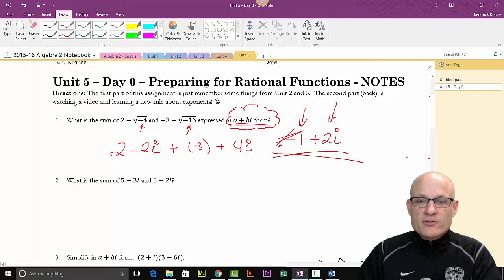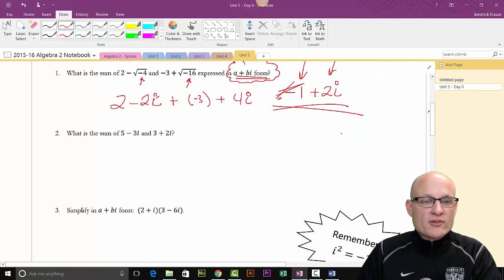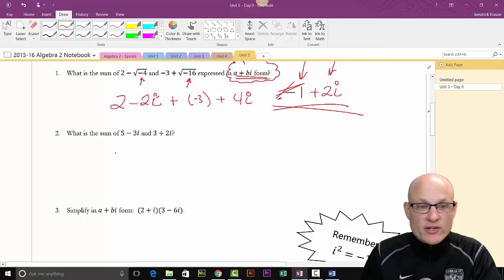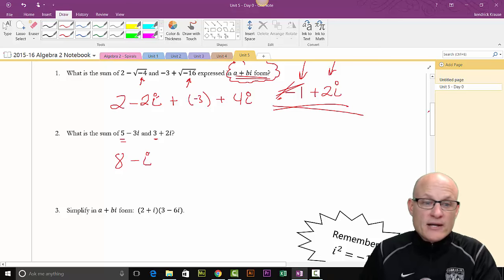There's the answer. All right, so let's keep moving. What is the sum of these? Now, this is a little bit easier. It's already set up, so I just add the real parts, which is 8, and I add the imaginary parts, which is negative 3i plus 2i, which is negative i.